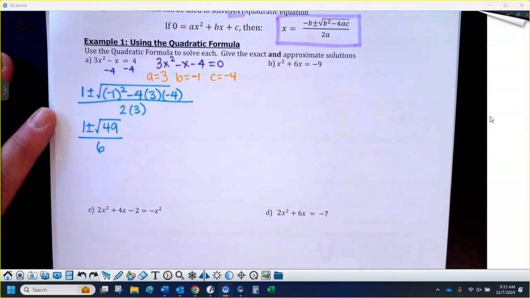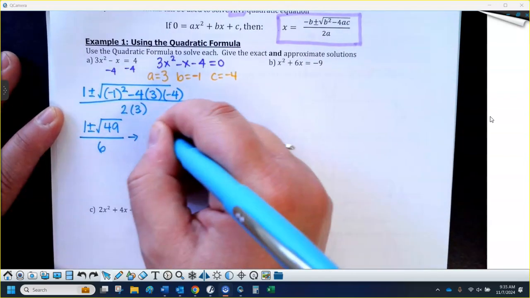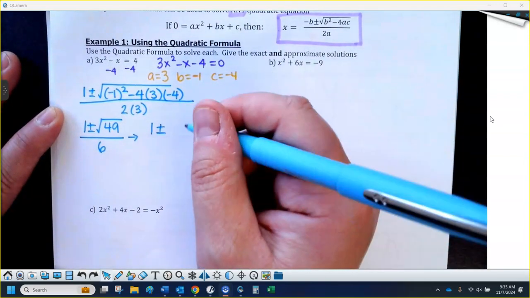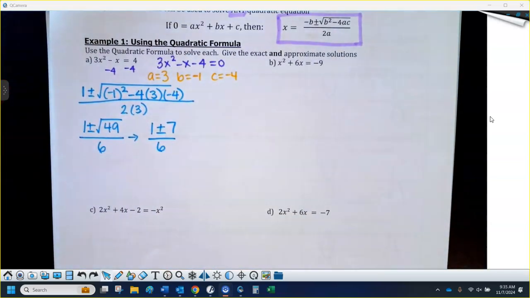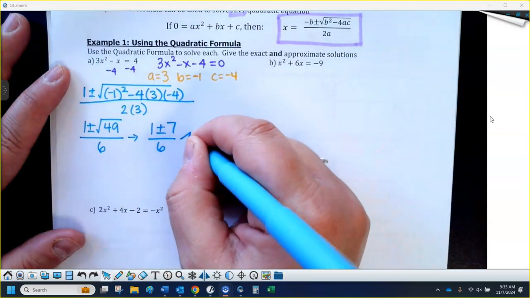I'm sorry. Okay, now, here we go. We have 1. What's the square root of 49? 7. Okay, now here's the situation where I have a perfect square. Now, we can add 1 and 7. We can take 1 minus 7. So I'm going to keep going with this. I wouldn't want to leave my answer like this.